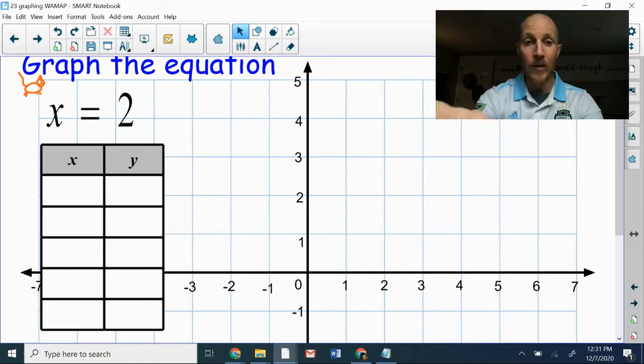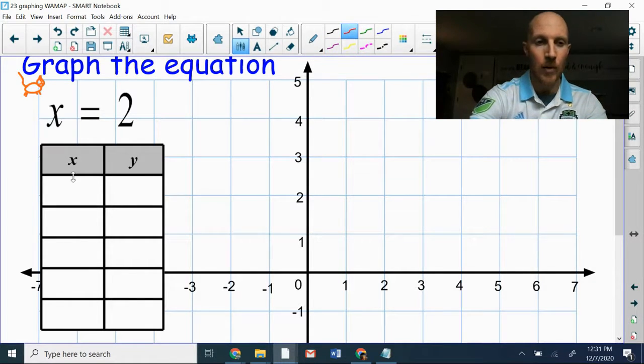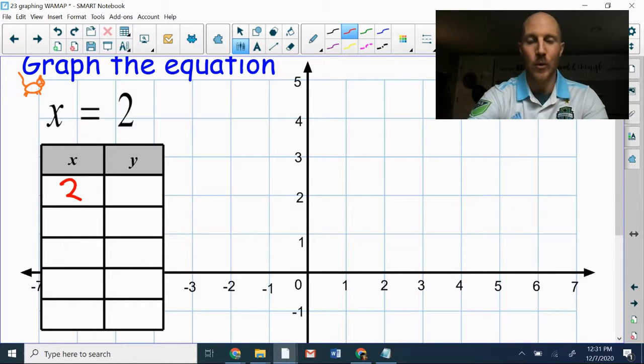So this equation says x equals 2, and that means that if we finish this table, x will always have to be 2. That's the only option because the equation tells us x has to be 2. So 2 here, 2 here, 2 here, 2 here, 2 here.